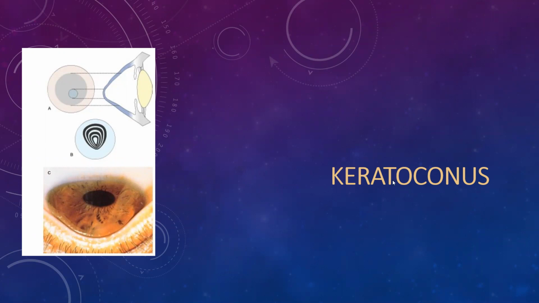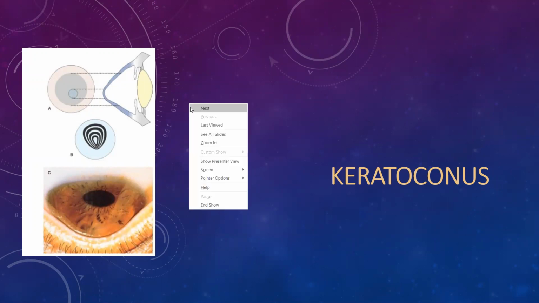Okay, the name itself tells me that something is related with kerato and something related with conus, right? Kerato means cornea, conus means conical, like a cone. The cornea becomes conical. If you look at this particular diagram, the cornea here is becoming a conical thing. So it's a defect, guys.